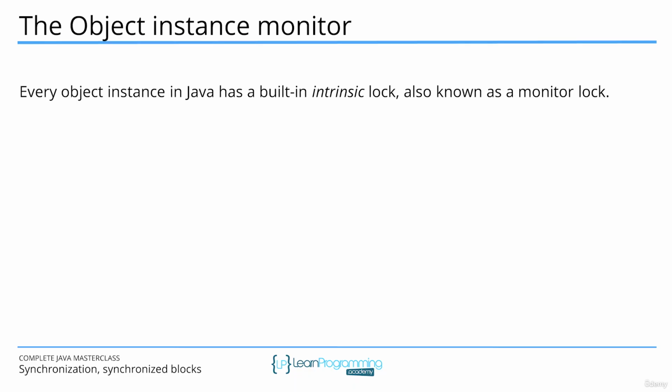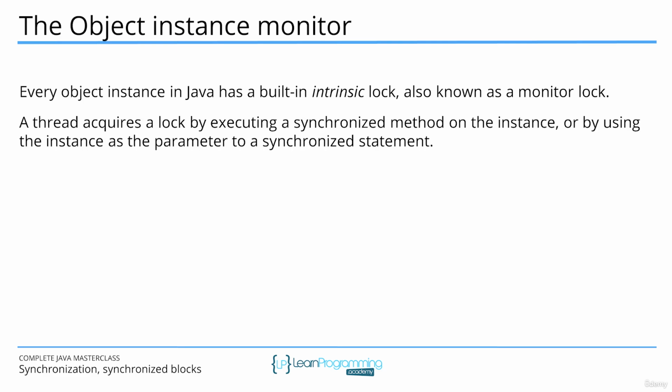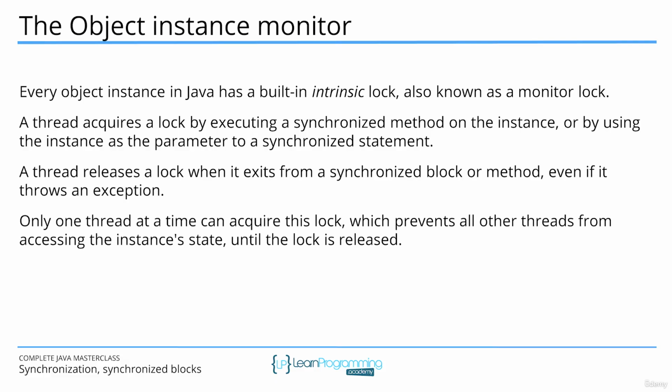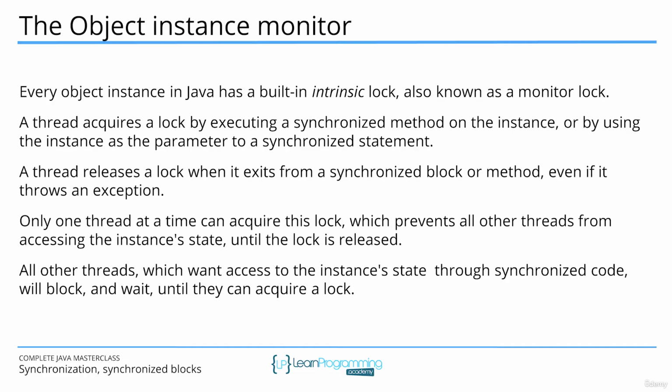Every object instance in Java has a built-in intrinsic lock, also known as a monitor lock. A thread acquires a lock by executing a synchronized method on the instance or by using the instance as the parameter to a synchronized statement. A thread releases a lock when it exits from a synchronized block or method, even if it throws an exception. Only one thread at a time can acquire this lock, which prevents all other threads from accessing the instance's state until the lock is released. All other threads, which want access to the instance's state through synchronized code, will block and wait until they can acquire a lock.